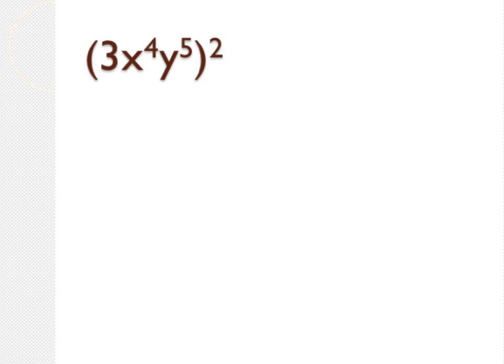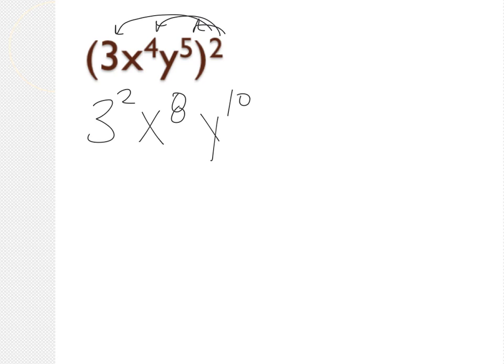Here I have a power problem. That means you have to give it to everyone on the inside. So you have to give it to all the numbers, including the 3. So if you write this out, you have 3 squared. Power to a power, you're going to multiply. So that would be x to the 8th, because 4 times 2, and 5 times 2 is 10. You can leave it like this, or you could write it as 9x to the 8th, y to the 10th.